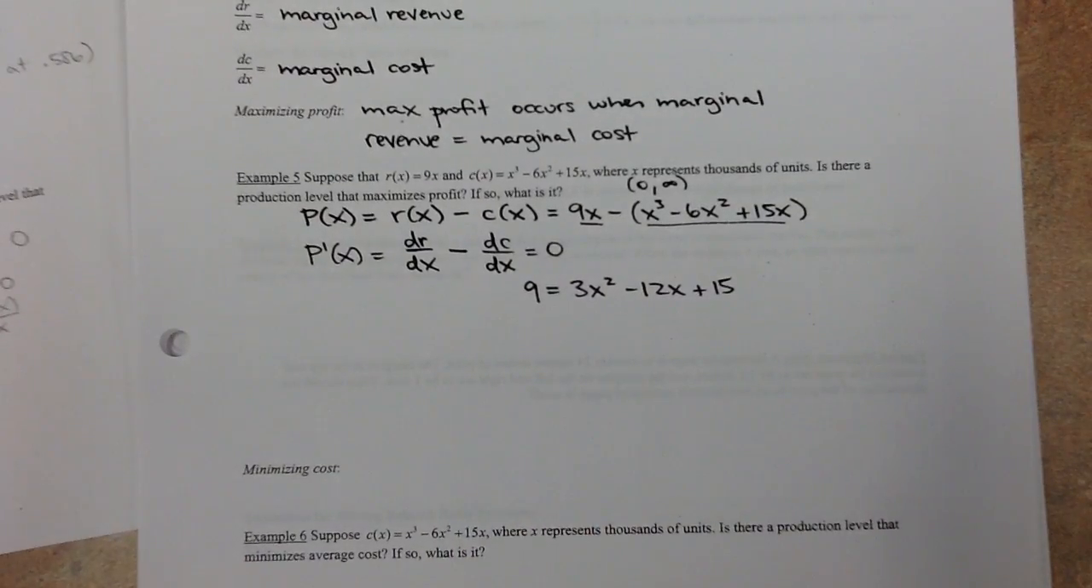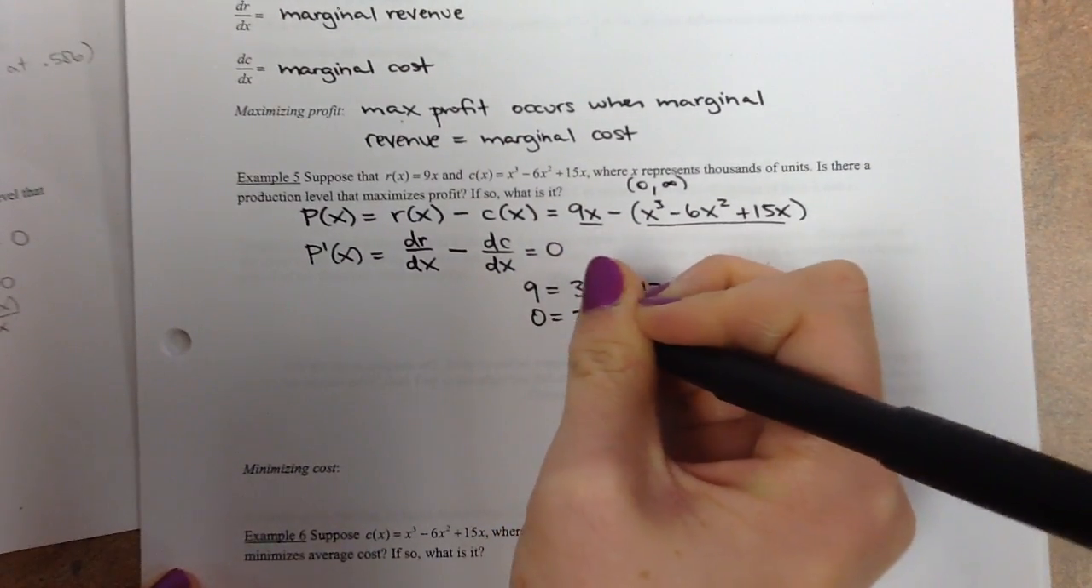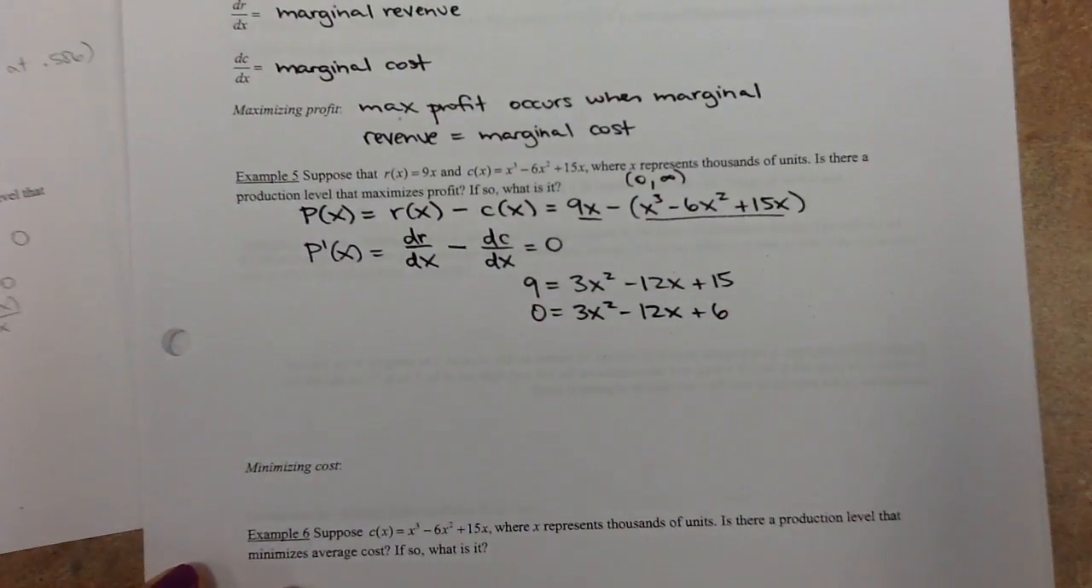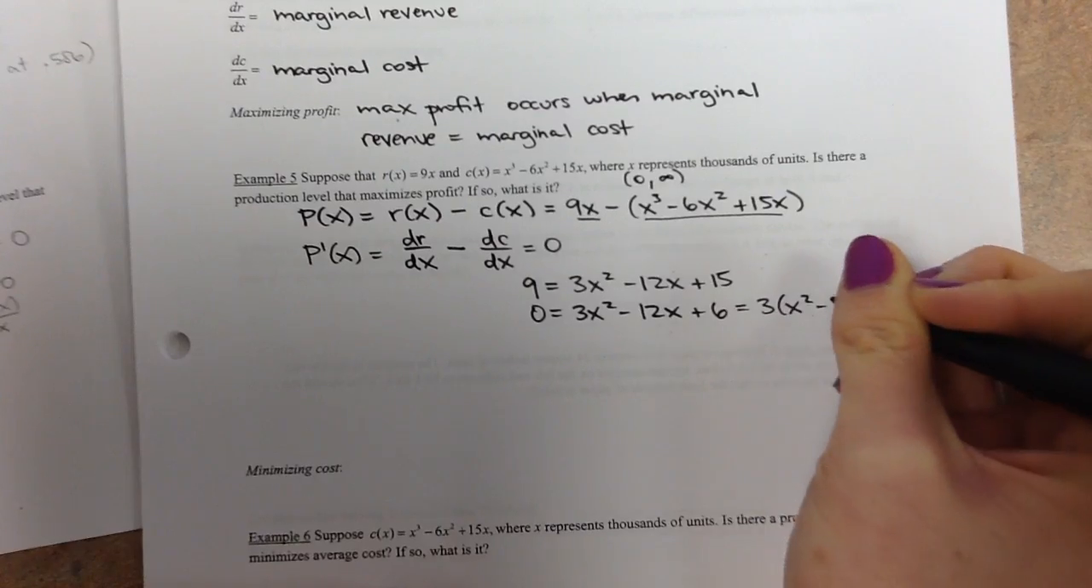We've got a little bit of math to do. We're going to move the 9 over to the other side. Some factoring will be involved. So we've got 0 equals 3x squared minus 12x, and then plus 6 when I subtract 9 from both sides. Okay, so what I'm trying to do here is factor down. So I'm going to take out a 3.